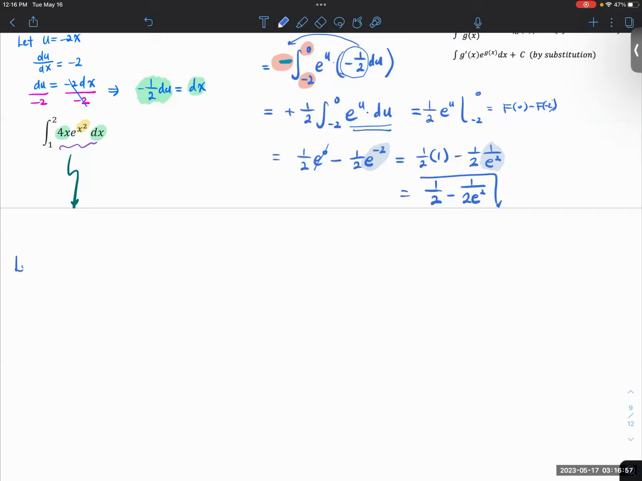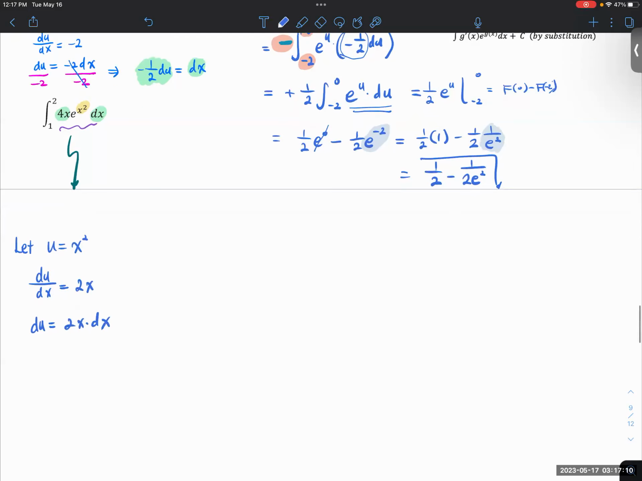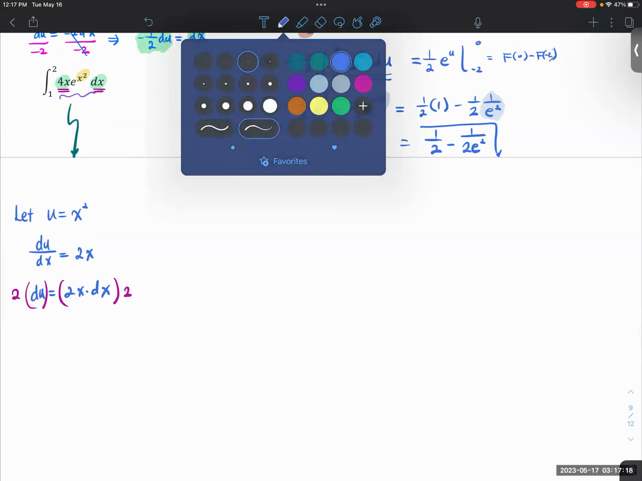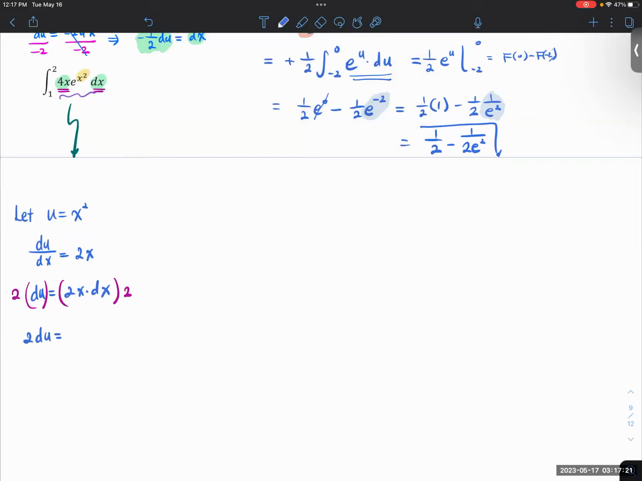So let u equal x to the second. And then du over dx is 2x. That means du is 2x times dx. I need to find out 4x times dx, so you're going to multiply 2 on both sides. So then what happened? 2 du will be 4x dx. That's what I need. 4x dx is equal to 2 du.